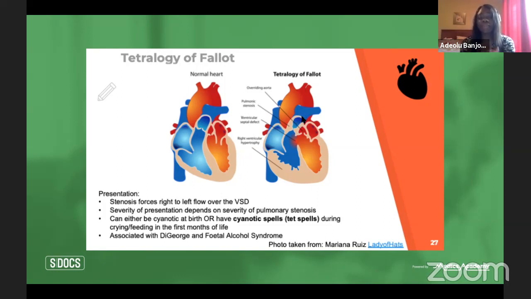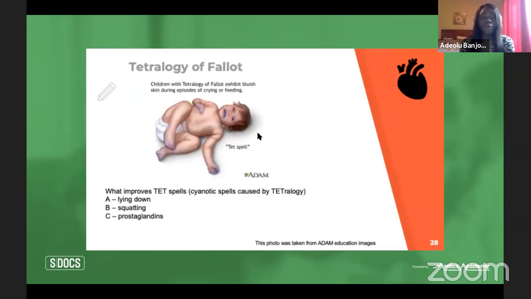So what can happen is that because of that, you'll have a spectrum of Tetralogy of Fallot. So you'll have some babies that have a really, really significant degree of stenosis that will be cyanotic at birth, or you'll have some babies that will have these things called cyanotic spells, where during crying or feeding, they'll basically turn blue. And that's because those times cause them to have increased work of the heart, which would then cause increased deoxygenated blood flowing, which would then make them turn blue. And Tetralogy of Fallot is associated with DiGeorge syndrome and also fetal alcohol syndrome. And this is a photo of what a cyanotic or a TET spell would look like.